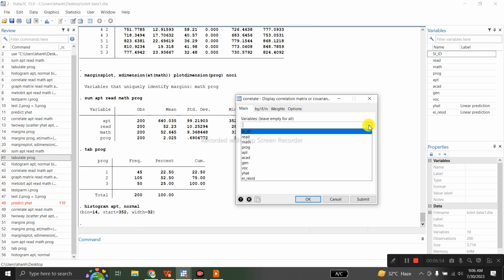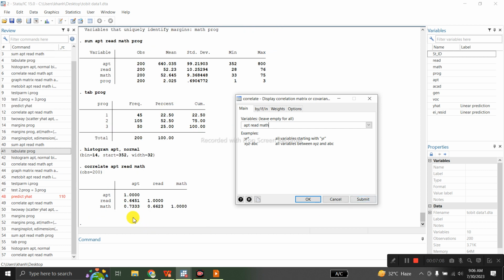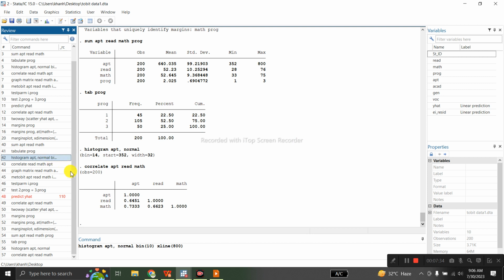So aptitude, reading, and math, and here is the correlation matrix. Now the correlation between aptitude and reading score is 0.64, and the correlation between aptitude and math score is 0.733, and the correlation between reading and math is 0.6623.